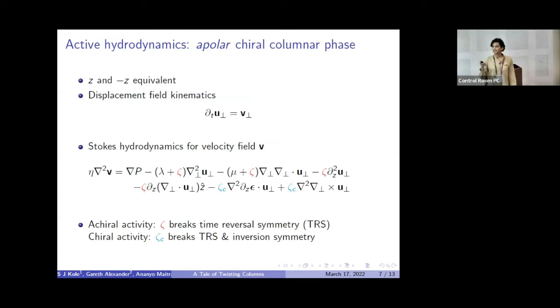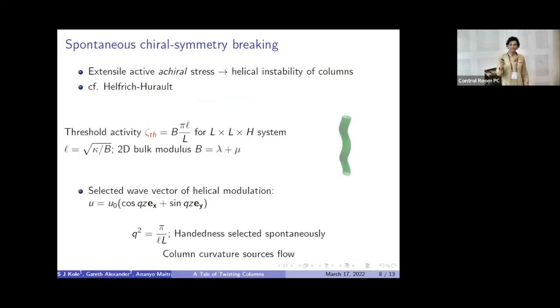Then such a system, if you have extensile activity, that means we are pushing on the system, that would undergo a buckling instability. Now these are columns, so they would form a helix. Now this is a form of a spontaneous version of chiral symmetry breaking, because it was straight, now it's buckled, there is a helix, it has a particular chirality. So it's a spontaneous version of chiral symmetry breaking, which has a similar structure as you would see in the well-known Helfrich-Hurault instabilities of columnars or smectics. The systematics is the same.